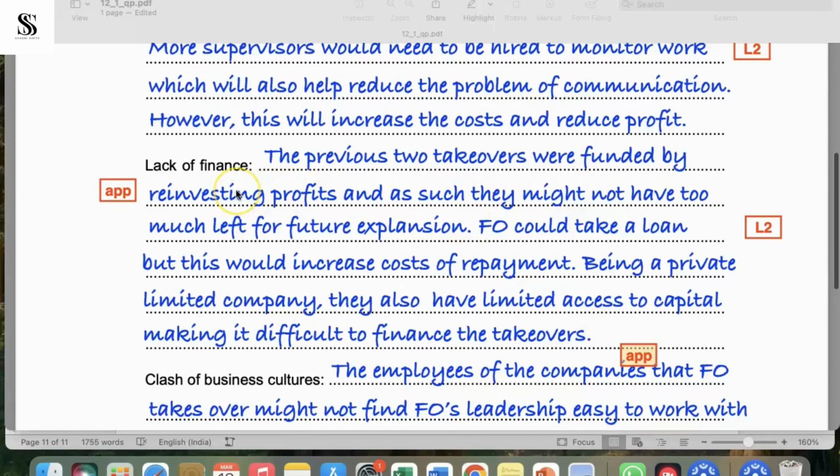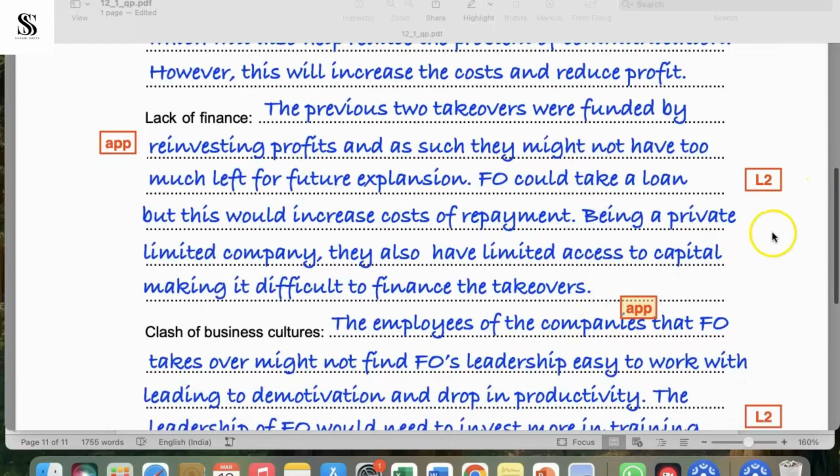The second point of lack of finance. The previous 2 takeovers were funded by reinvesting profits, and as such they might not have too much left for future expansion. Application here would be the reinvesting profits given in the case study. FO could take a loan, but this would increase costs of repayment. Being a private limited company, they also have limited access to capital, making it difficult to finance the takeovers. Alright, so sound analysis here, again earning L2 mark.